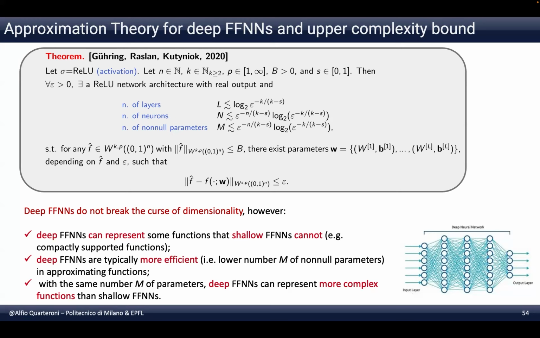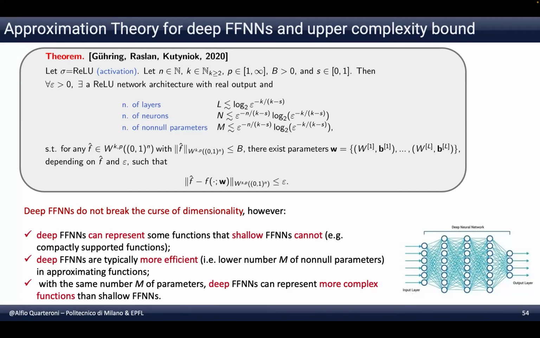For the ReLU function, you say that for every epsilon, this is the accuracy, there exists an architecture. You don't know which one, but there exists one such that the error in W^{1,p} is less than epsilon, the approximation error. And here you have an estimate of the hyperparameters of your network. How big should it be? N is the number of layers and is bounded by this quantity here.